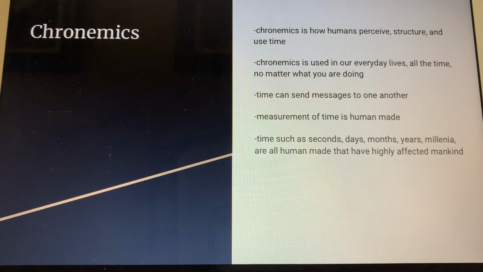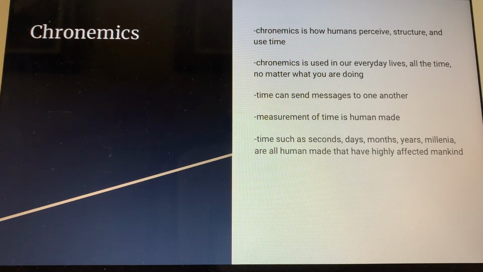So here is a little bit more background information on chronemics. Chronemics is how humans perceive, structure, and use time. Chronemics is used in our everyday lives all the time, no matter what you're doing. Whether you're looking at your phone, going on a walk, you're always using time to base things off of. Time can send messages to one another.